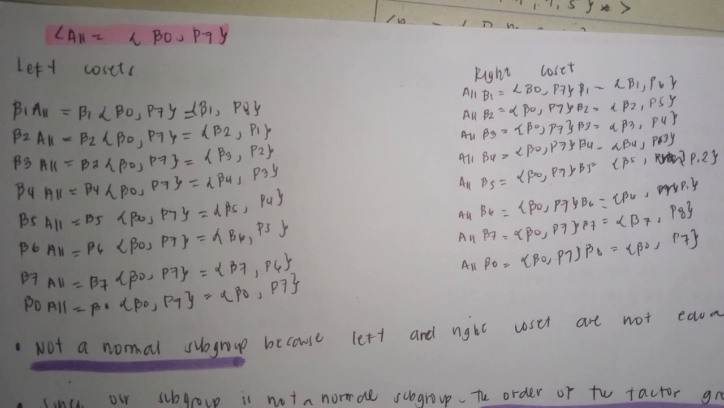Next, as you can see on the a sub 11, the left and right cosets are not equal, so this is not a normal subgroup. And since our subgroup is not a normal subgroup, the order of the factor group does not exist. We have the 8 cosets on the right coset.